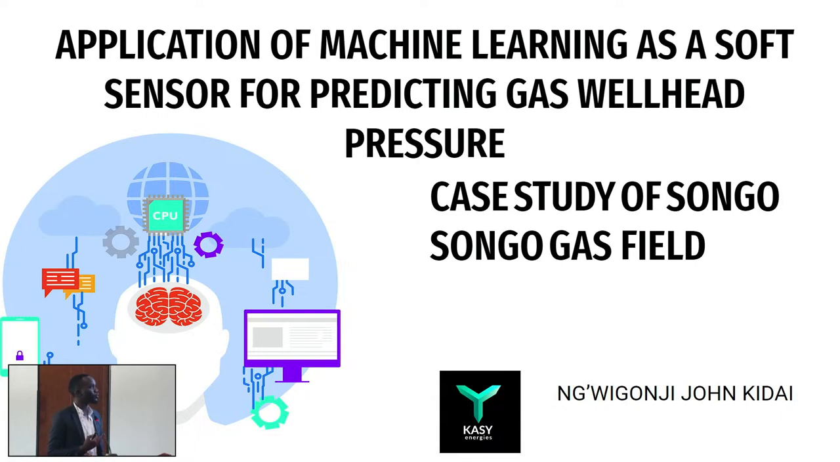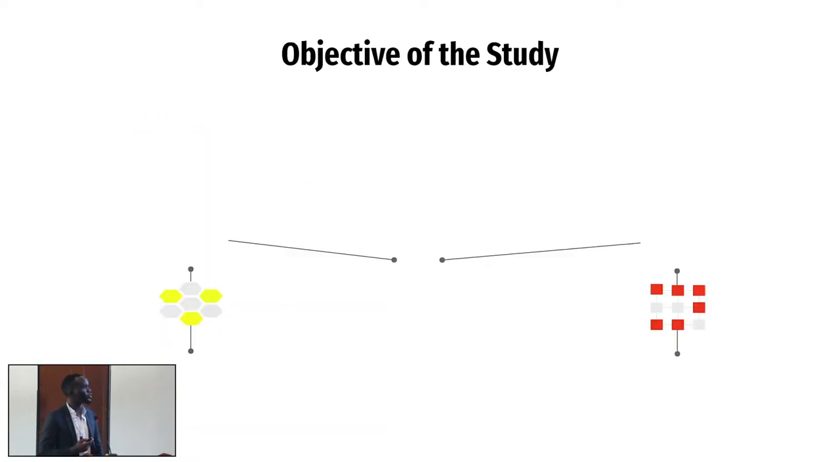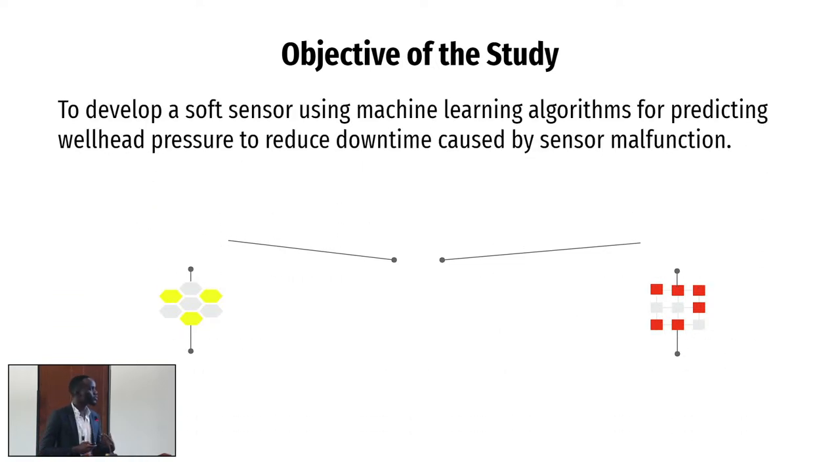And then again, we went for Songosongo gas field data because that was easily accessible by us. So we used production data for 10 years, from 2004 to 2014, due to restrictions and bureaucracy in obtaining this data. For our specific research, our main objective was to develop a soft sensor based on machine learning algorithms, so that we can help reduce downtime in our systems, which can be caused by sensor malfunction.